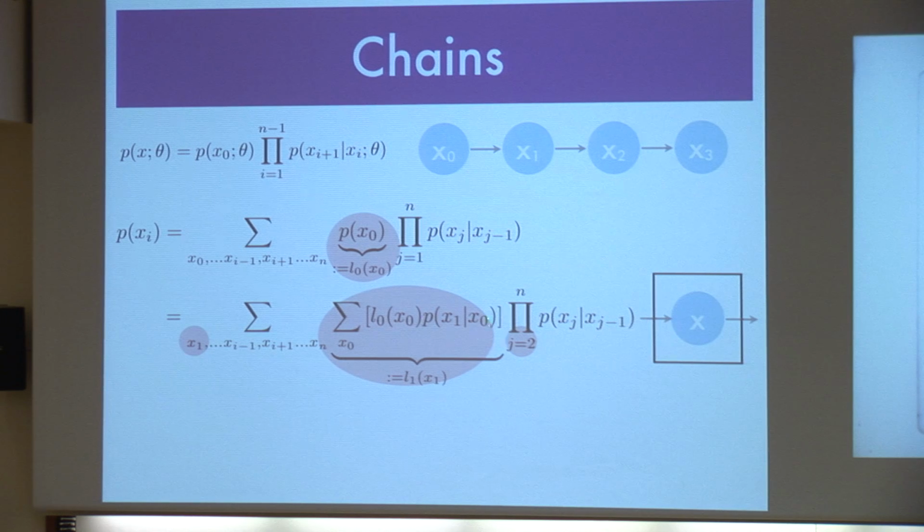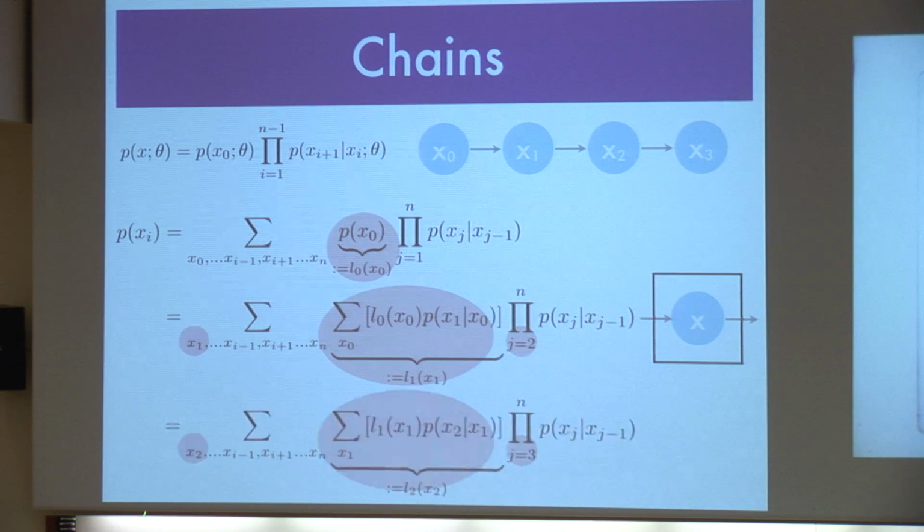Why? Because this is the only other term that depends on x naught. I know that by looking at this graph. And then here I have a product that starts from 2. Nice. Can we do that again? Yeah. Now I push the sum over x1 inside. I have L1, which is now this sum here of x1, times some function that depends on x1 and x2, times the product which starts at 3, and so on. So I can do this entire forwards recursion.